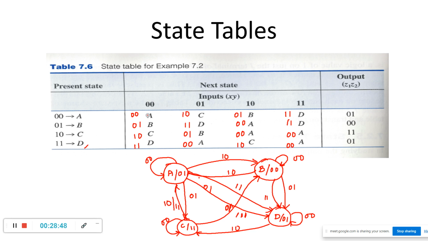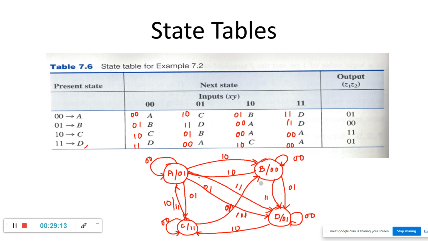So A to A when it is 0 0. A to C when it is 0 1. A to B when it is 1 0. A to D when it is 1 1, A here, D here, 1 1.